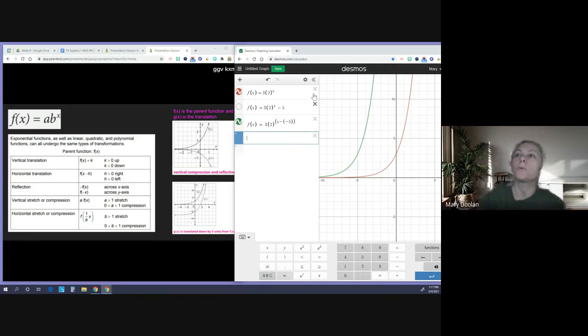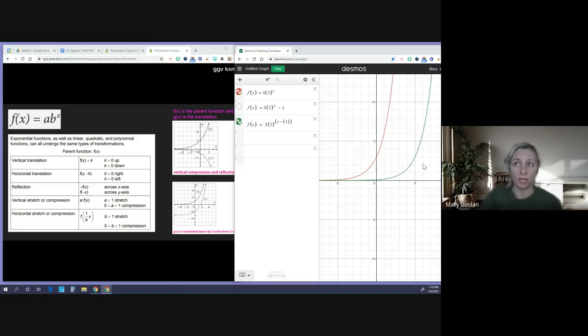There, I put in a value of h that is negative, so I have x minus h with negative 5, and it moves to the left. Now, if I want to see when it's greater than 0, I'd have to make this positive, and that's going to move it to the right. And that's what happened here. Our graph shifted over to the right.